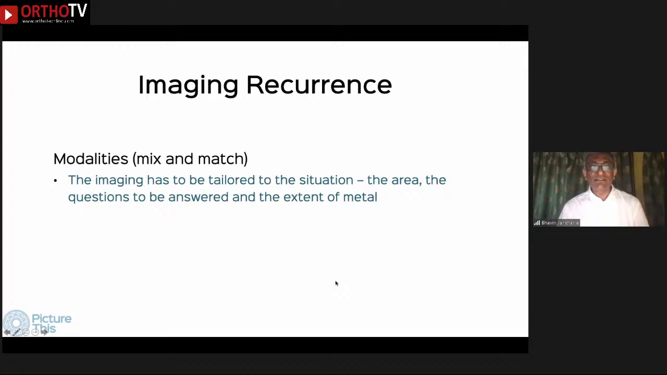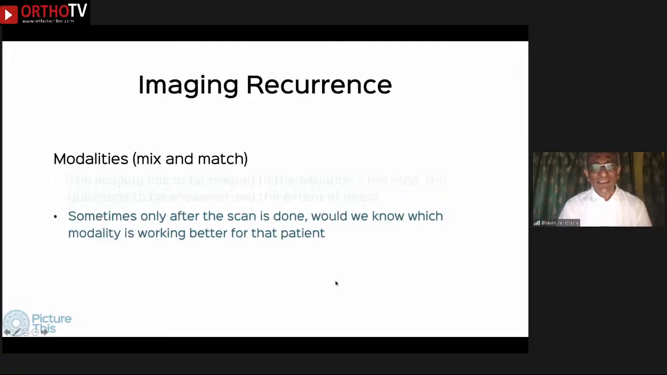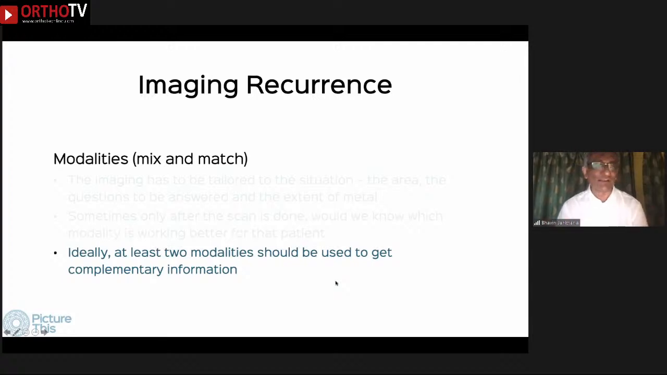And so basically the imaging has to be tailored to the situation, the area, the questions to be answered, the extent of metal, and invariably, sometimes you only know after the scan is done whether that modality is working or not. And generally we need to do at least two modalities. So if we do an MR with MARS, it's a good idea to do a MARS CT. If you're doing just the CT for the vessels, maybe it's a good idea to also add an ultrasound color Doppler. It just increases our confidence levels to have two modalities together for complementary information.